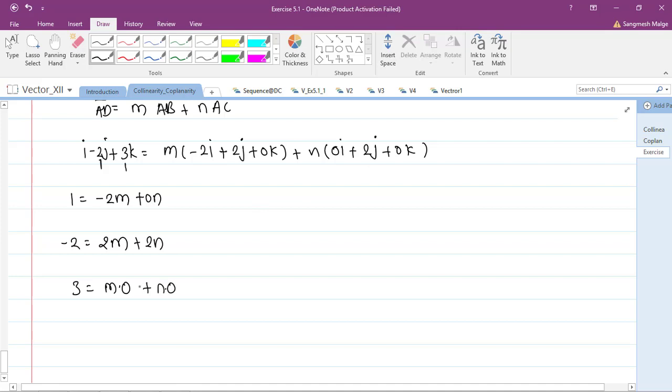See here, equation number 1, 2 and 3. From equation number 3 we can conclude that whatever may be the value of m and n, it will not be equal to 3. Means we have some ambiguity in equation number 3. Whatever value of m and n you take, it is not going to be equal to 3. So there is no such value of m and n which can satisfy which equation?